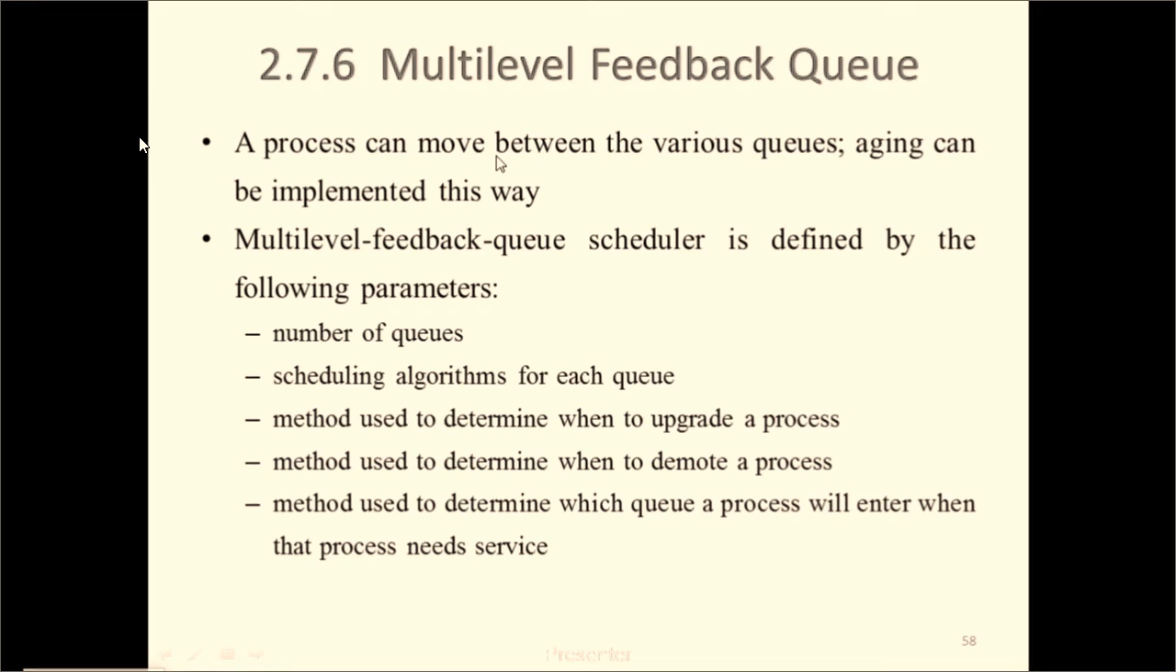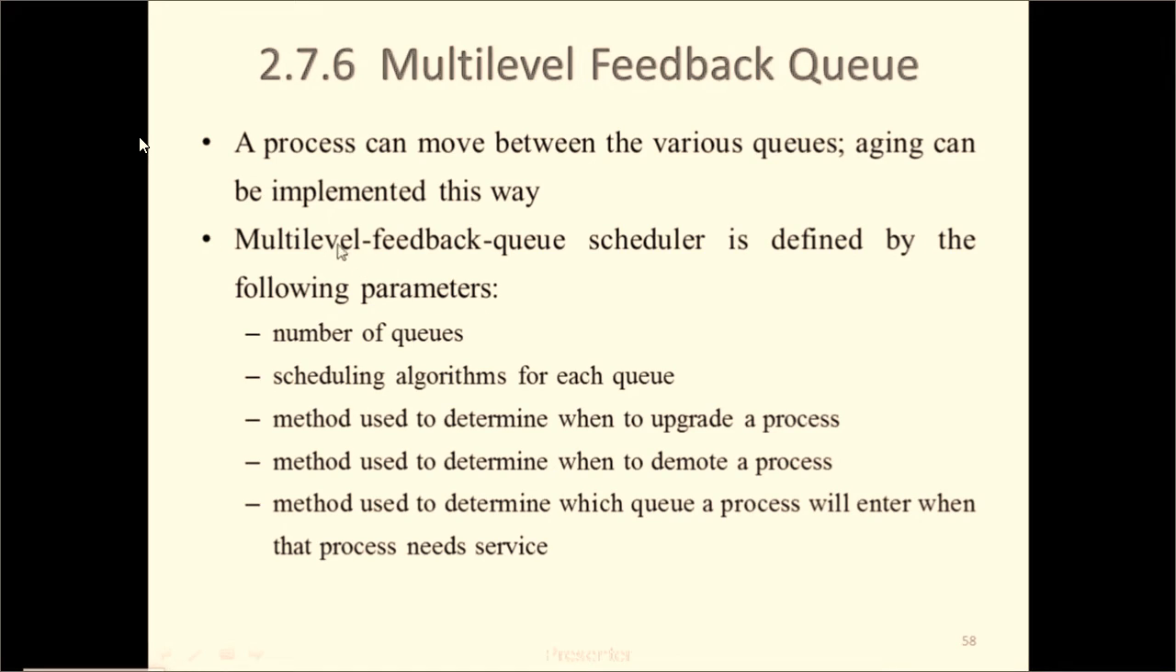Now here, a process can move between various queues. Aging can be implemented this way. Remember, some time back we thought of starvation and then aging of the processes and then shifting them from a lower priority queue to a higher priority queue. Now this multi-level feedback queue scheduler is defined by the following parameters. So the multi-level feedback queue has to implement the following parameters.